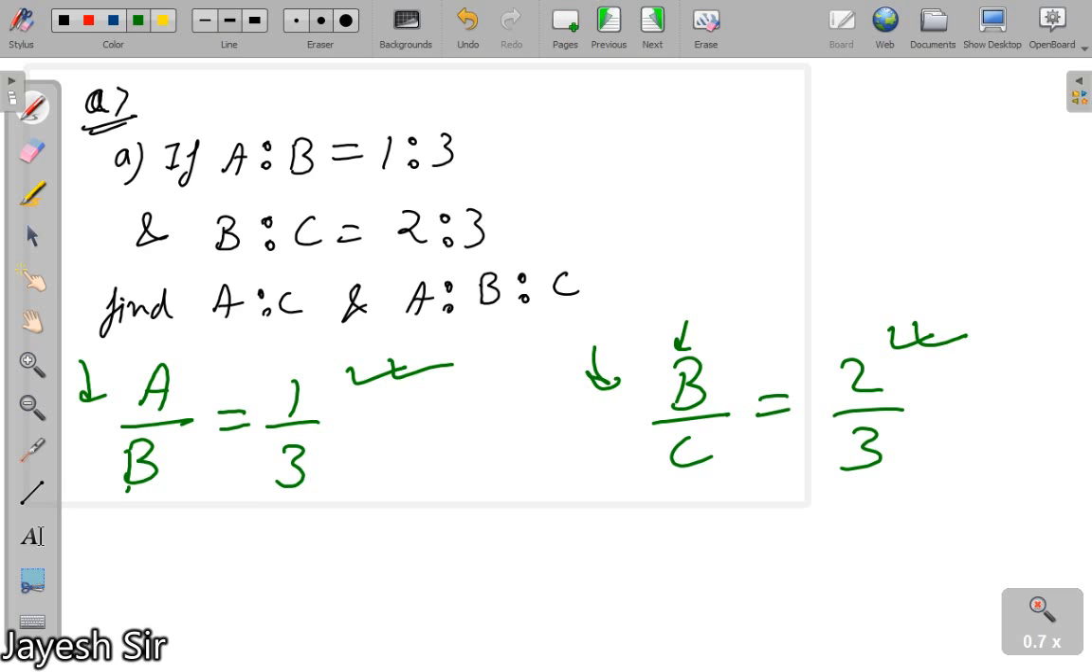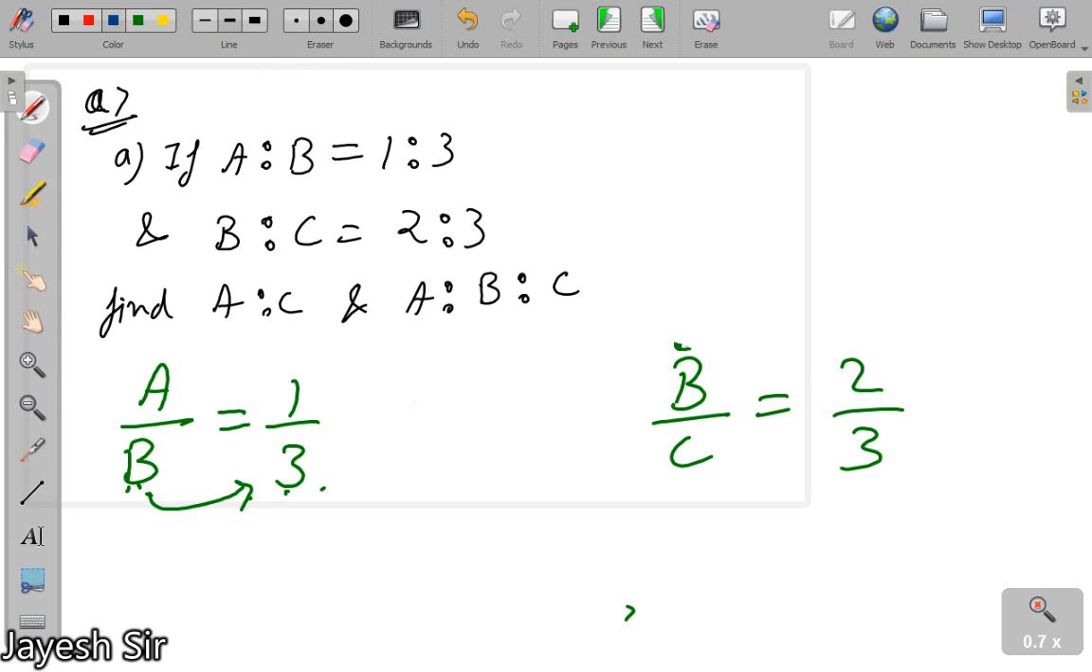Okay, and the number we associated with B on the first ratio is 3 and number we associate with B on the second ratio is 2. Okay, the number in front of B here is 3, the number in front of B in the other ratio is 2. What we want is that the number in front of B, for both the ratio to be equal. We want such a number which do not disturb the ratio and that is equal for both the ratios.